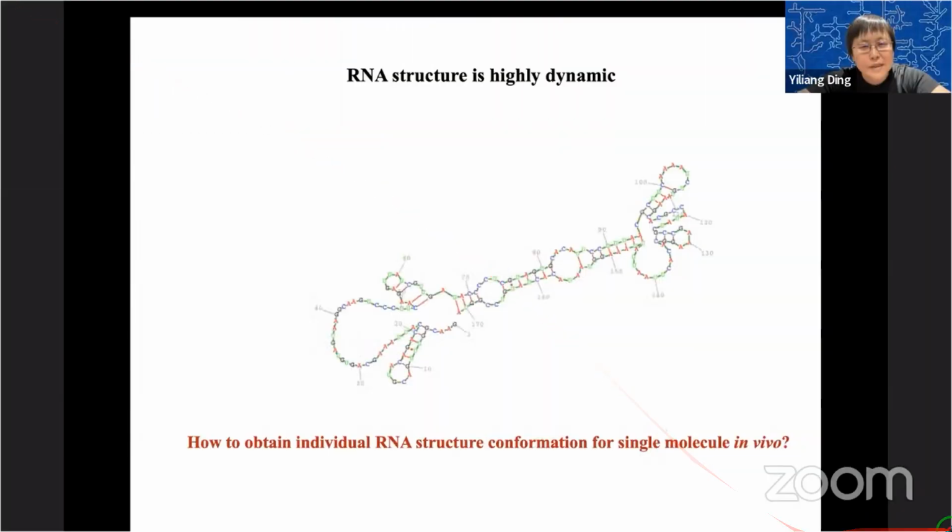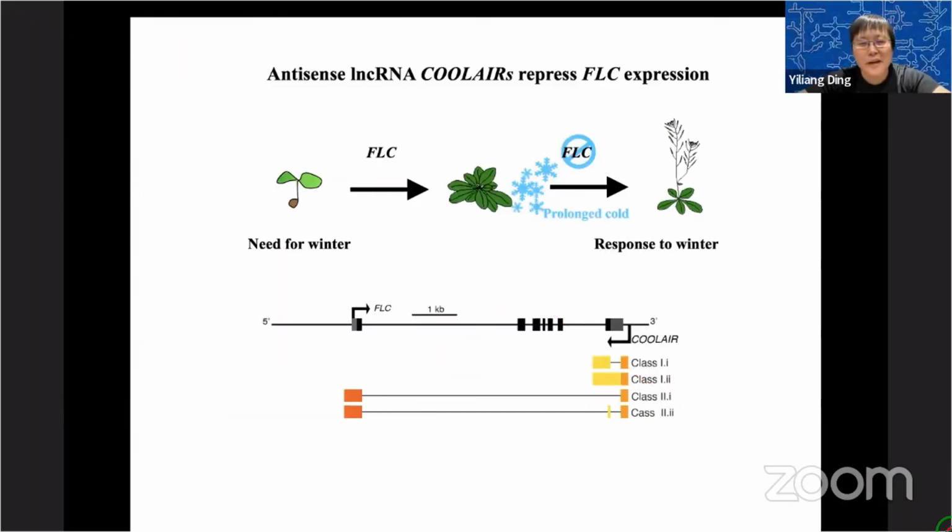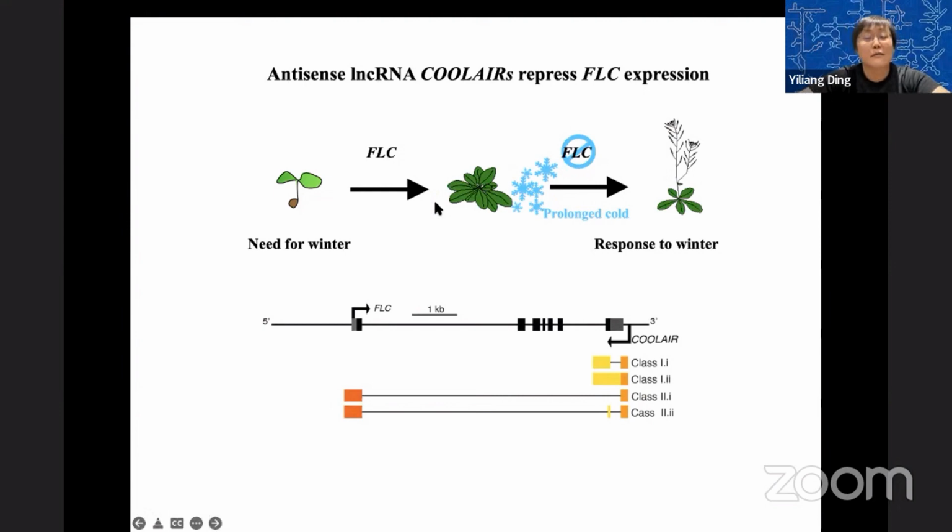So I will demonstrate our new technology using a very famous plant long non-coding RNA, COOLAIR. The FLC gene is a very important flowering repressor. During vernalization, we know FLC expression will be suppressed after cold treatment. This repression of FLC expression is mediated by its antisense long non-coding RNA, COOLAIR.